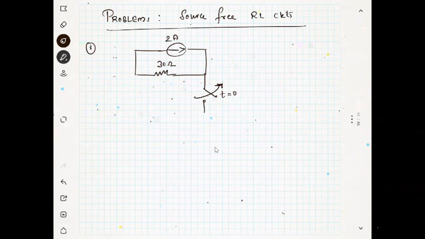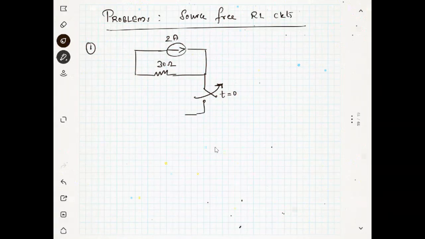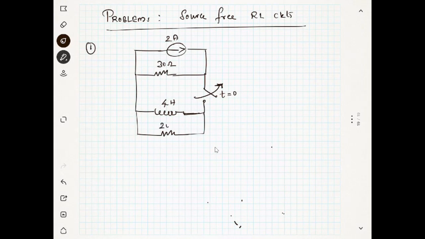Now we have the inductor, which is 4 Henry, and there is a resistance in parallel to the inductor, which is 20 ohm. Now can you tell me what is the situation in this circuit?